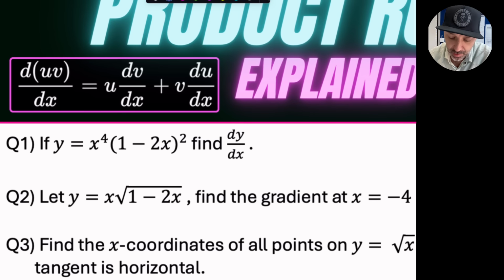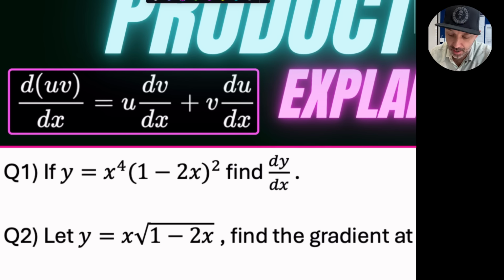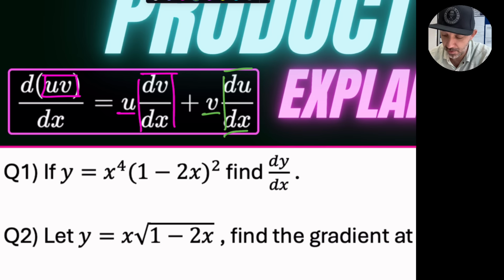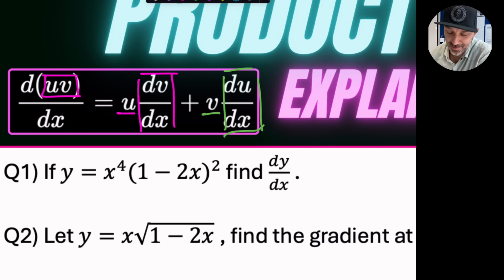So if we have a quick look at the formula here, we have to differentiate with respect to x, u times v. So we'll look at a question in a moment, how do we define what u and v are? But in order to do that, we'll take u and multiply it by the derivative of v, and then we'll take v and multiply it by the derivative of u. Okay, so what does that actually mean?